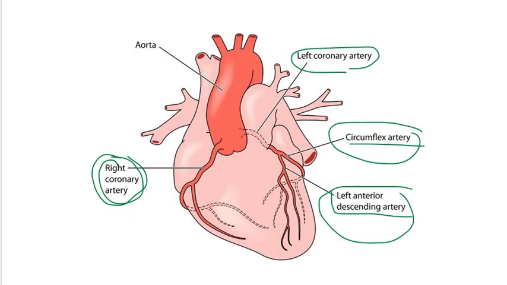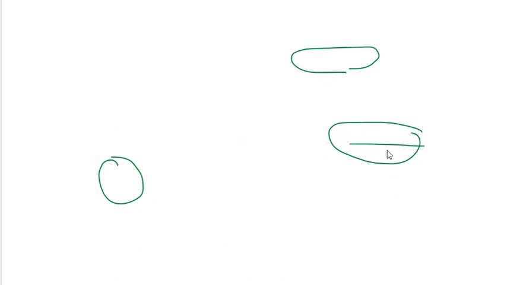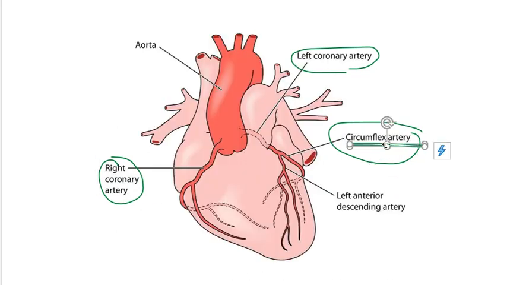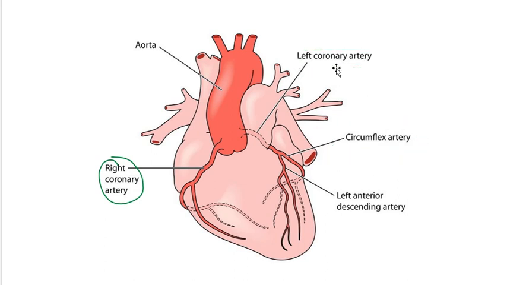Let's take one of the pictures of this. One possibility is that, let's say, the LAD is the one that got blocked. LAD is the most common artery that gets blocked. So if the LAD is blocked, what do you do? The treatment option that you have is that you go to angiography.